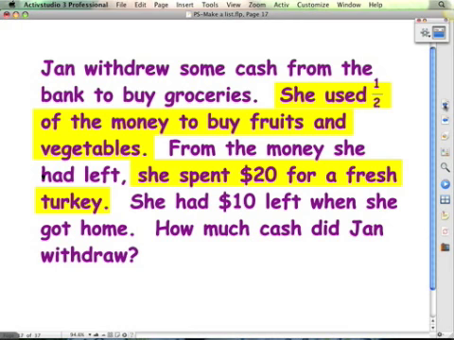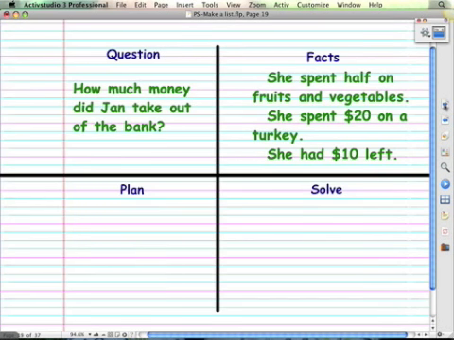And we will continue. She had $10 left when she got home. And that will be my last fact. Let's highlight it. And let's go back to the problem-solving grid. And let's put it on our facts portion.